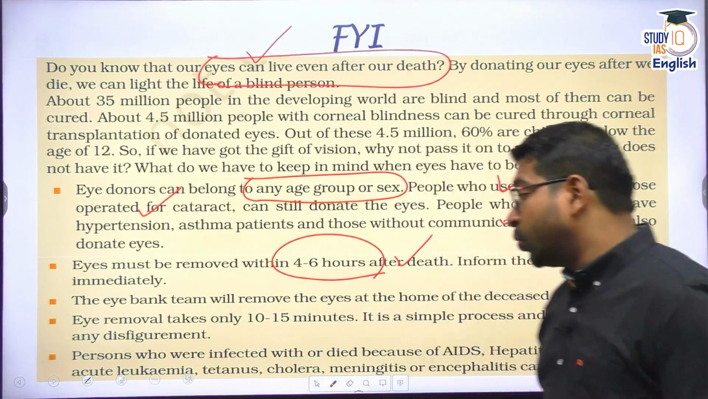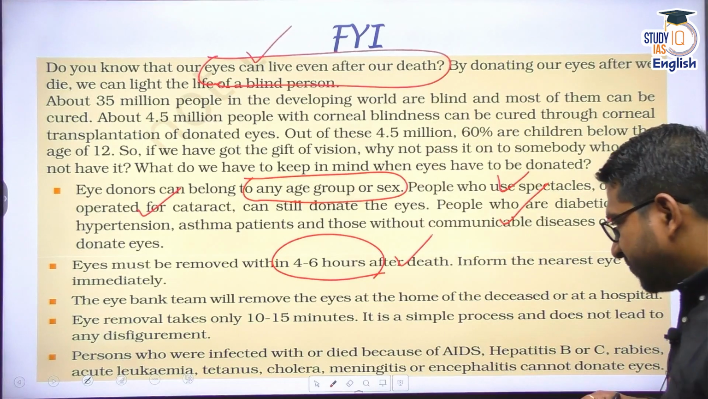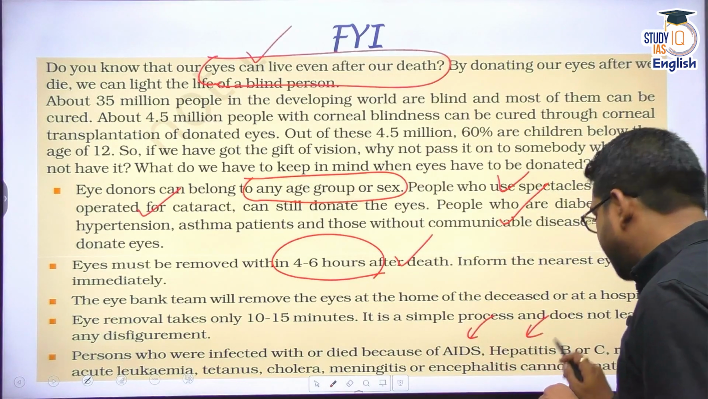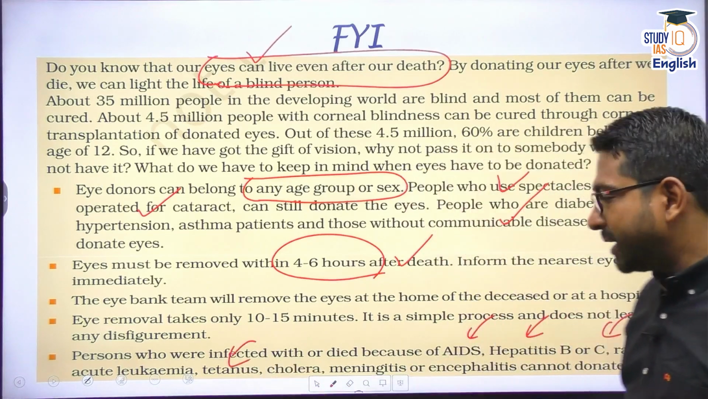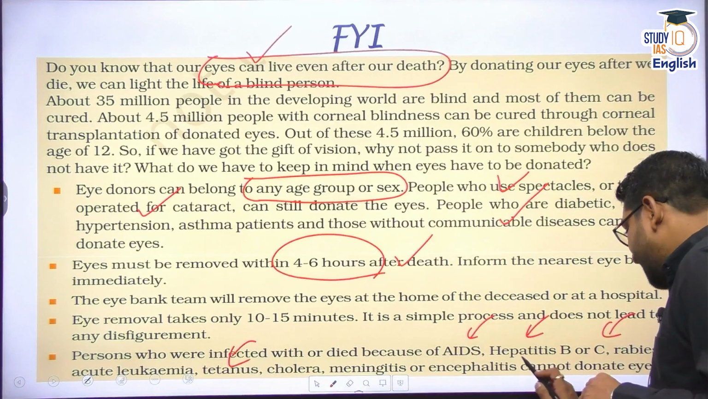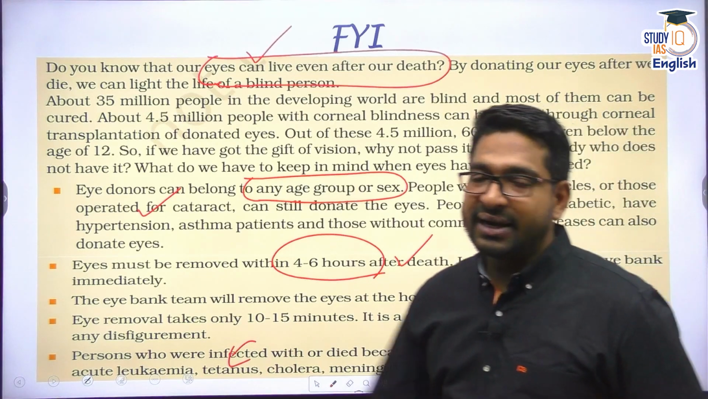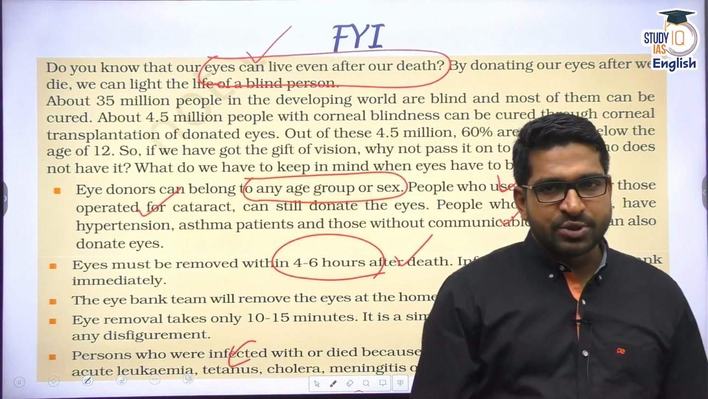Please remember, who cannot donate eyes? People who are infected or who have died with AIDS, hepatitis B or C, rabies, leukemia, tetanus, cholera, meningitis, encephalitis, they cannot donate eyes because it ultimately spreads to the other person to whom it has been donated. It leads to problems.